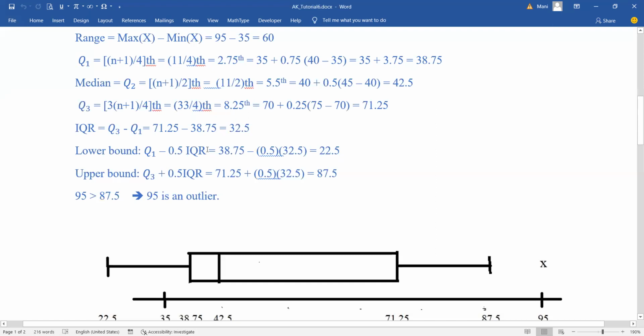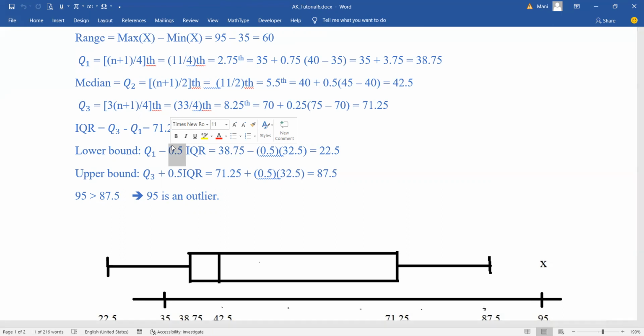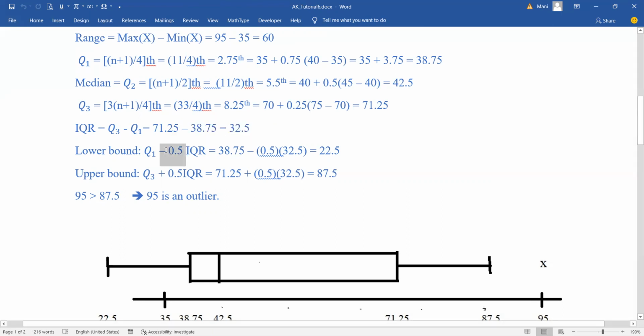So in the exam, please use the same formula like this: Q1 minus half interquartile range. In different books, maybe they use different multiplication, but now we are fixing it together today that this should be used for our exam. So for our exam, please use half. If you use any other multiplication for the exam, unfortunately, the final answer won't be correct.